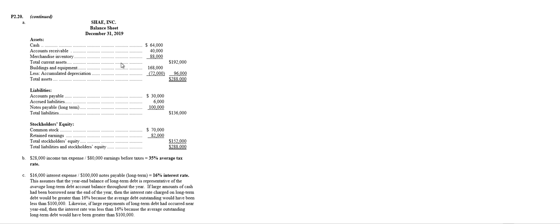Property, plant, and equipment is considered a non-current asset. Because remember, current assets are those assets that will probably be utilized up in the next 12 months, whereas non-current assets are something that will be extended and used for much longer than that. Okay, so we have accumulated depreciation matched up with it.